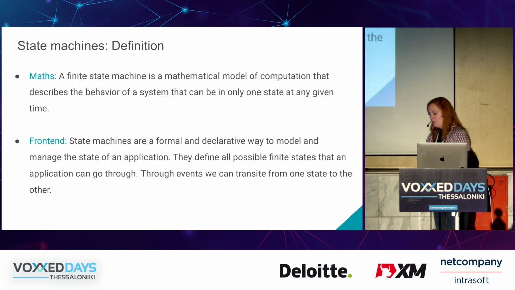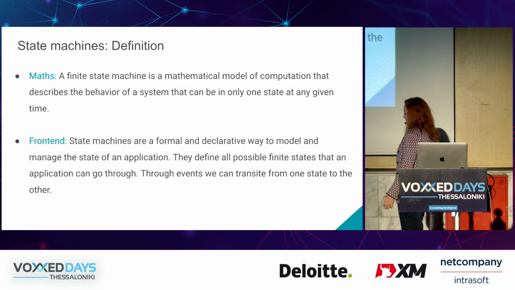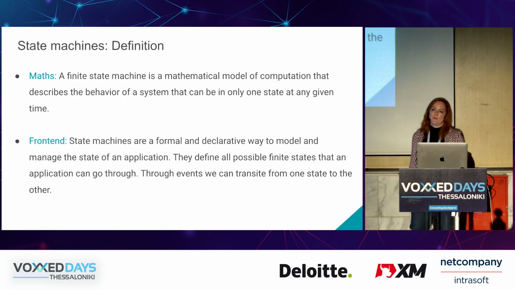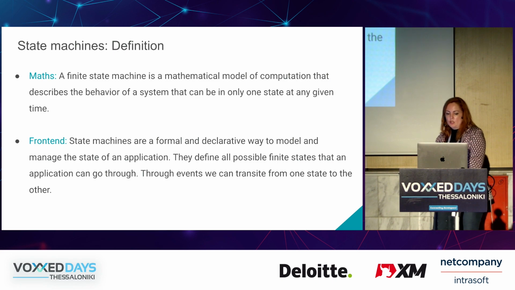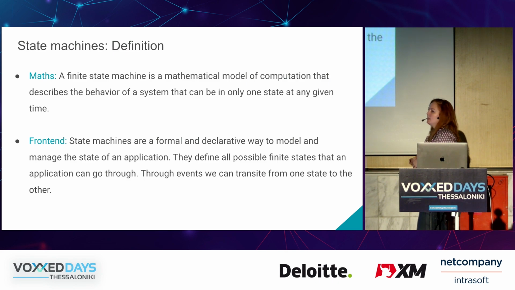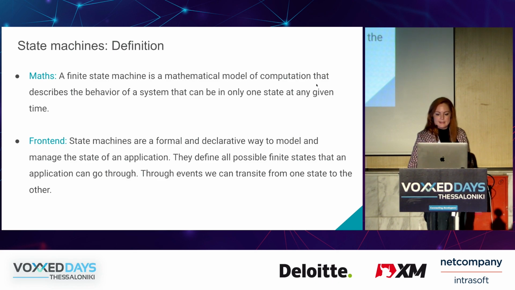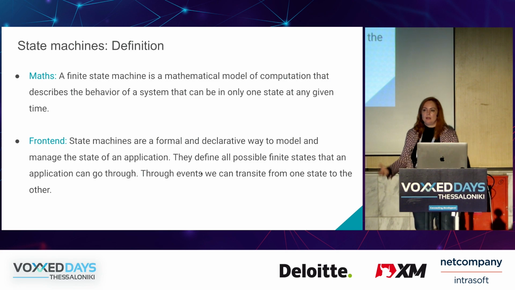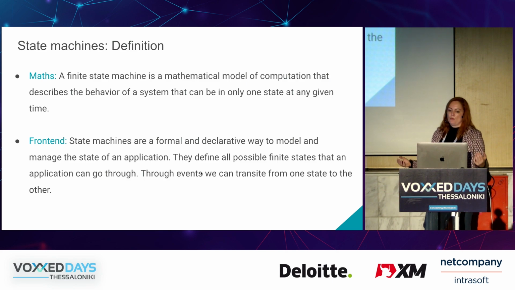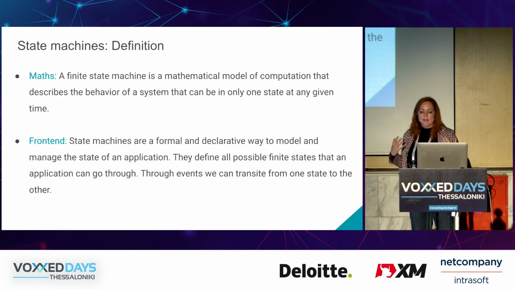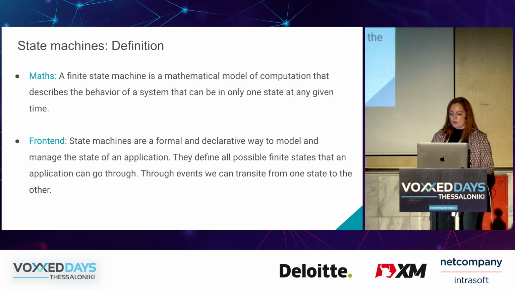Let's go to something different now. State machines. A state machine, as I said before, is not exactly a mental model, but a mathematical model of computation that describes the behavior of a system that can be in only one state at a time. Let's translate it into front-end words. It's a declarative way to model and manage the state of the application. In plainer words, we can define all the possible finite states that an application can go through.